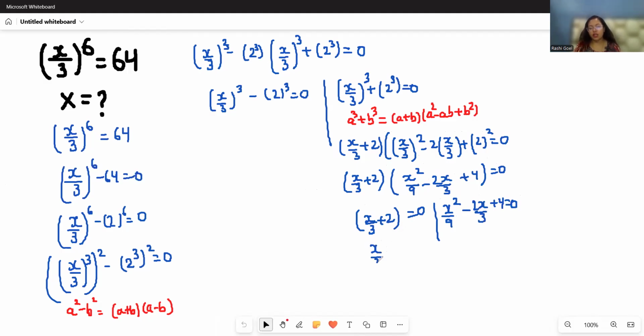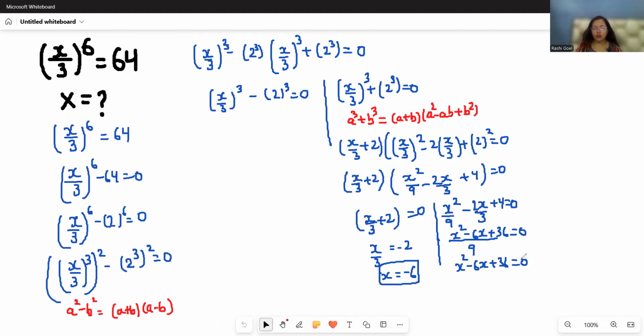So first case, x/3 equals minus 2, so x equals minus 6. Now in this case here, x^2, so we will take the LCM. So LCM is 9. So x^2 - 6x + 36 equals 0.